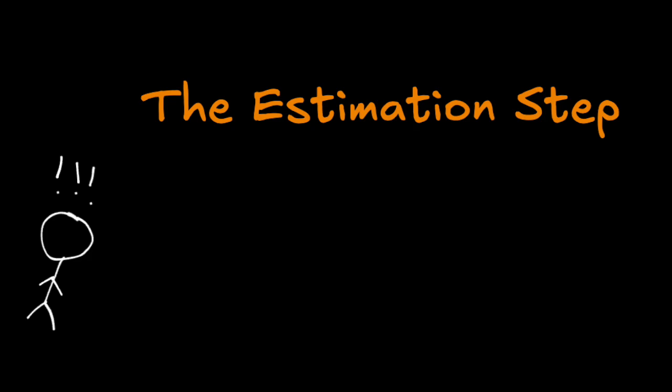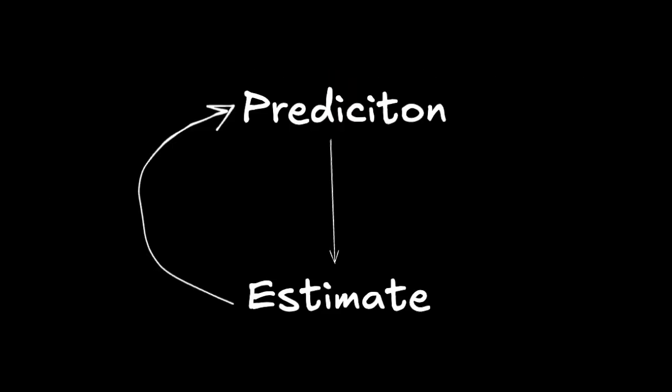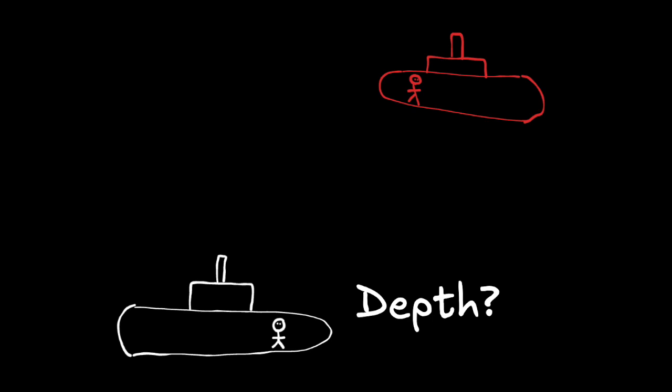The final step in the Kalman filter, which is computing the estimate and the error covariance, is crucial. But it's important to remember that the filter is recursive. This means that what we compute here becomes the initial value for the next step. Let's return to our submarine example.